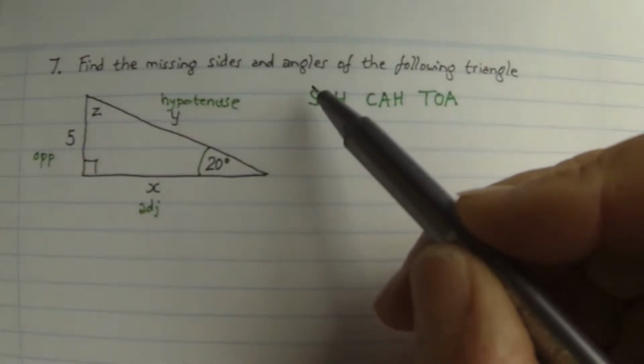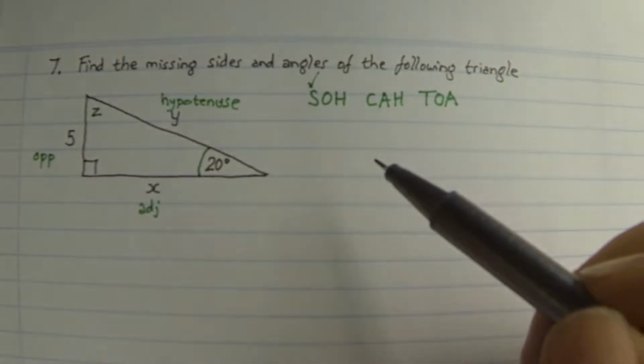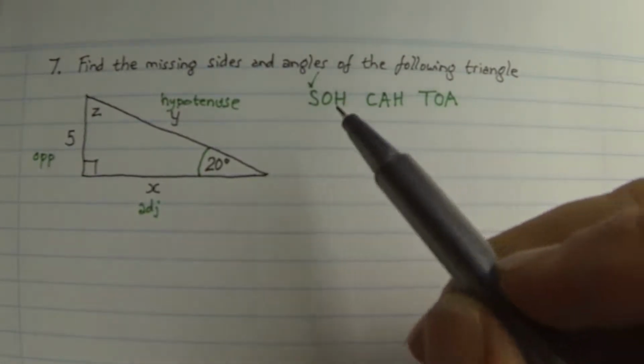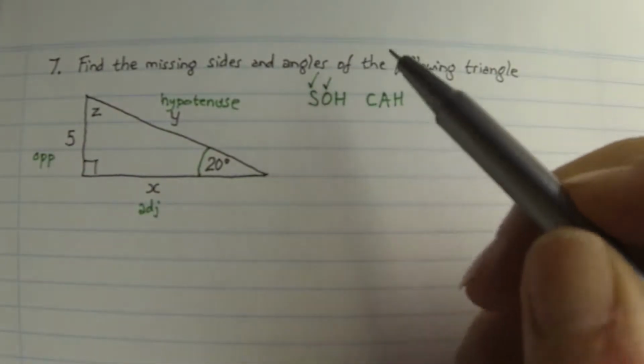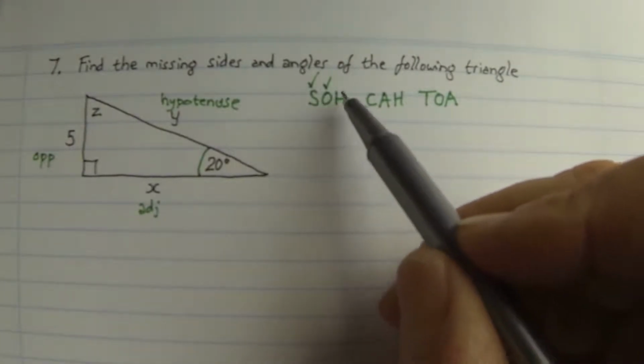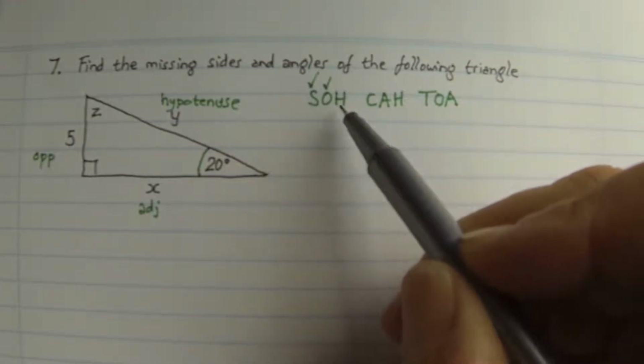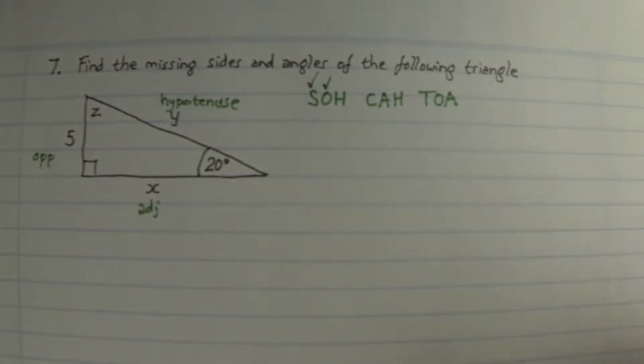So for example, we know the sine of 20 degrees. We can look that up, or we can work it out on the calculator. Do we know the opposite side? Yes, we do. Now that means if we were to write this expression out, the only thing we don't know is y, the hypotenuse, so we can solve for it.